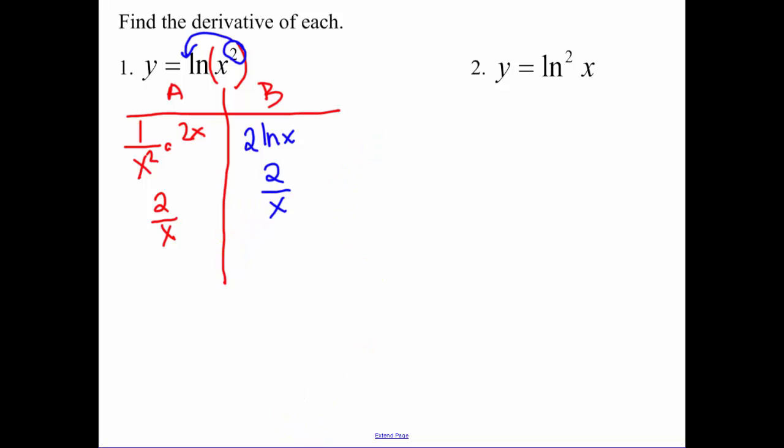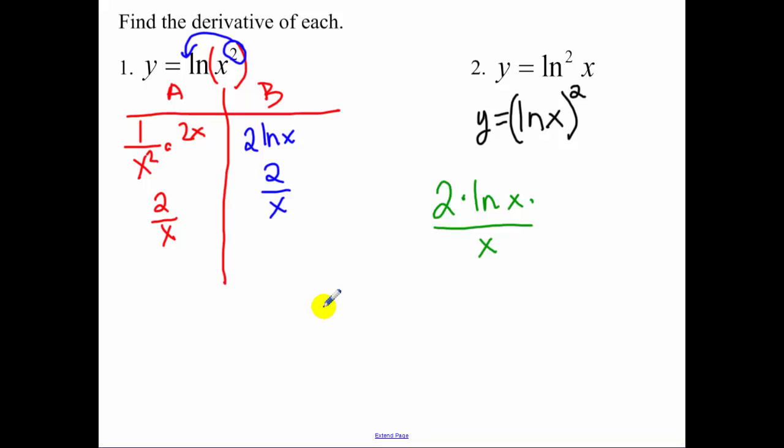Now the second example really means the ln of x, the whole thing squared. Here it's a chain rule, so we bring down the 2, times the ln of x, times the derivative of ln of x, which is 1 over x, so that goes in the bottom. As you're doing your derivatives, you can simplify as you go along. So that's what our answer would be.